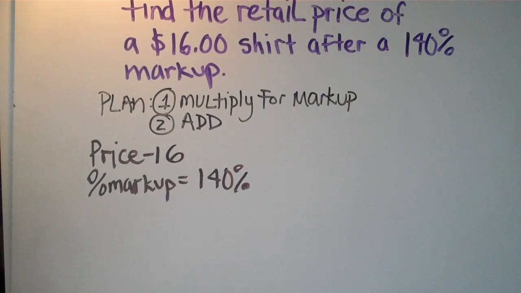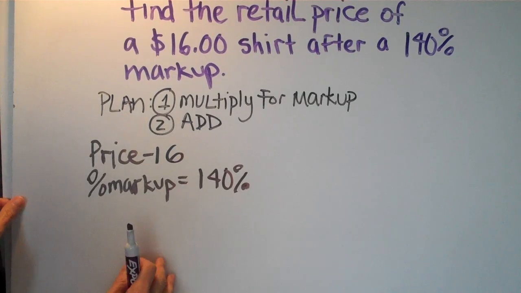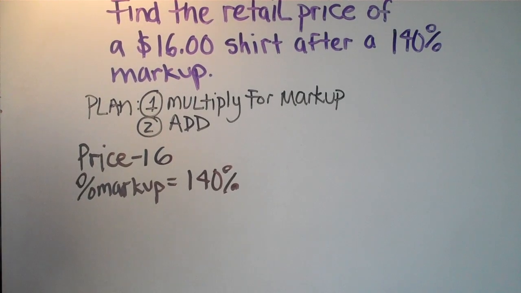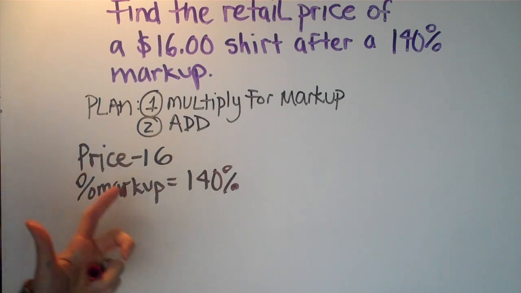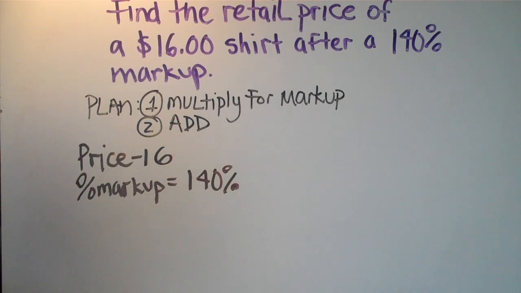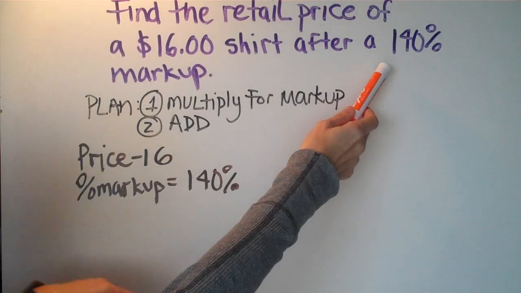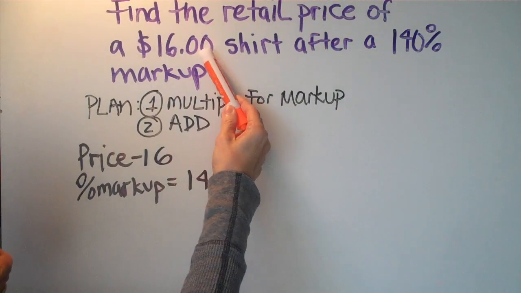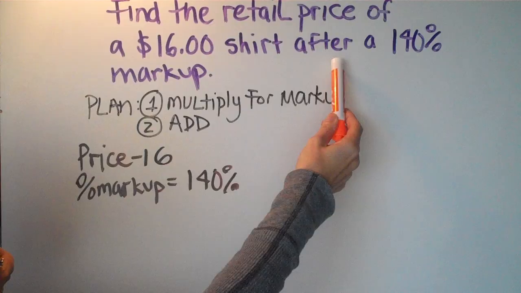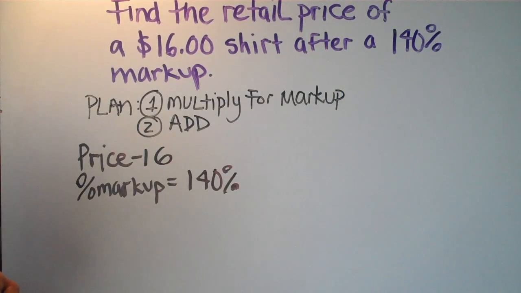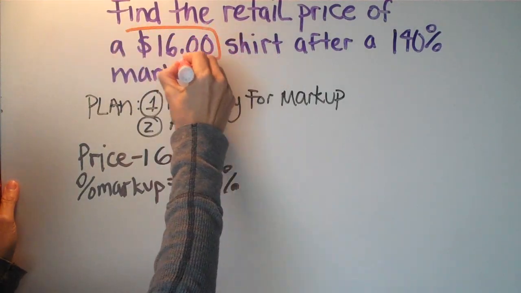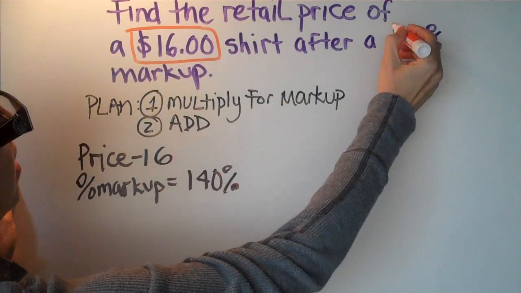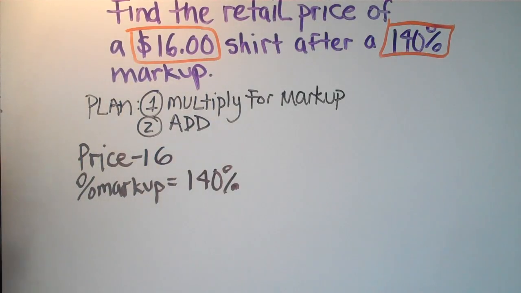Okay. So let's talk about one example. Find the retail price of a $16 shirt after a 140% markup. So before you get to the store, there's a shirt that's $16 and they're going to mark it up by 140%, right? What's important here is the fact that the shirt is $16. And it's really important that they're marking it up 140%.